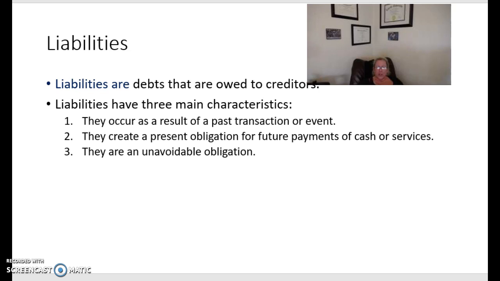So liabilities are debts that are owed to creditors, and they have three main characteristics. They will occur as the result of a past transaction or event. They create a present obligation for future payments of cash or services, and it's important to distinguish that it's cash or services. It can be the promise to provide a service at a later date. And they are also an unavoidable obligation. The obligation must be met.